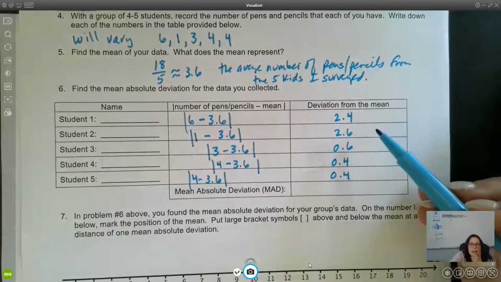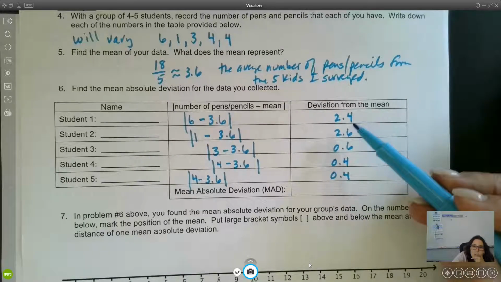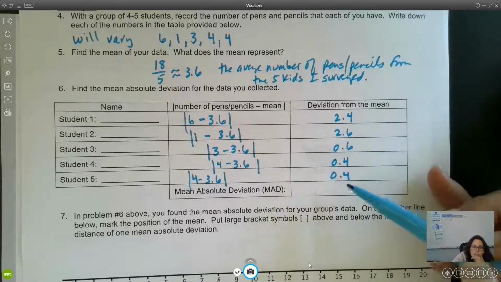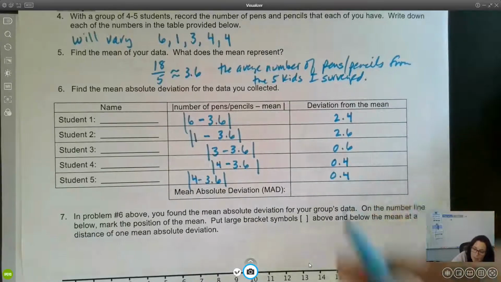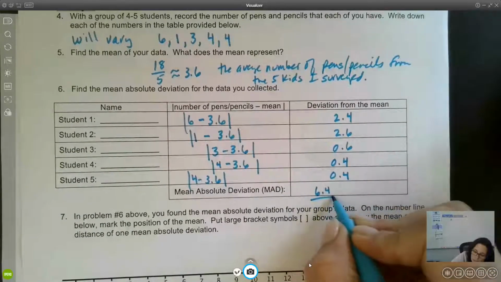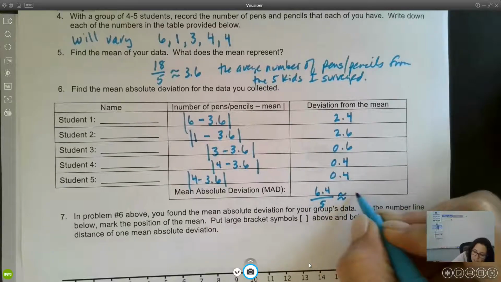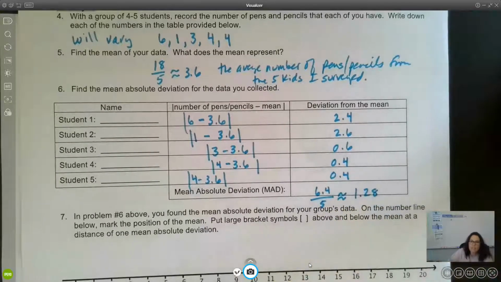Okay, now remember the last step is you take the average of these, which means we add them all up, 6.4, and divide it by 5. Okay, so I got a MAD of 1.28. That means that my data's fairly close to one another. There's not a lot of spread. It's not like somebody said, I don't have any pens and pencils, and somebody else said, I've got 30. Okay, that would be a much larger MAD.